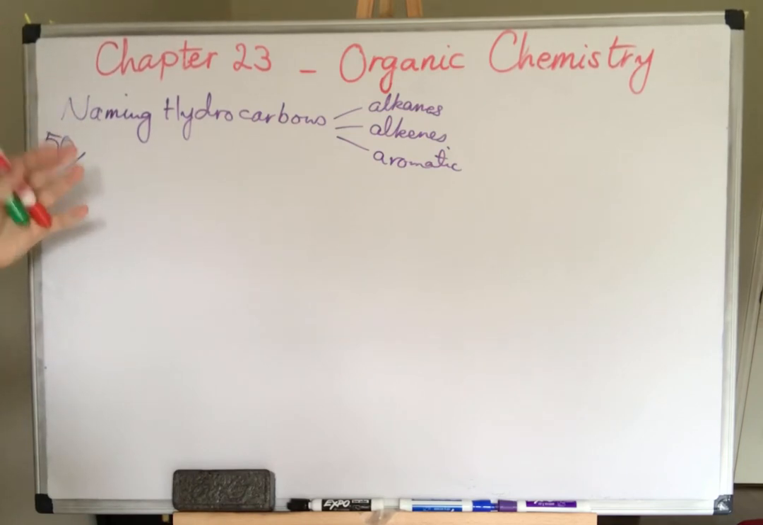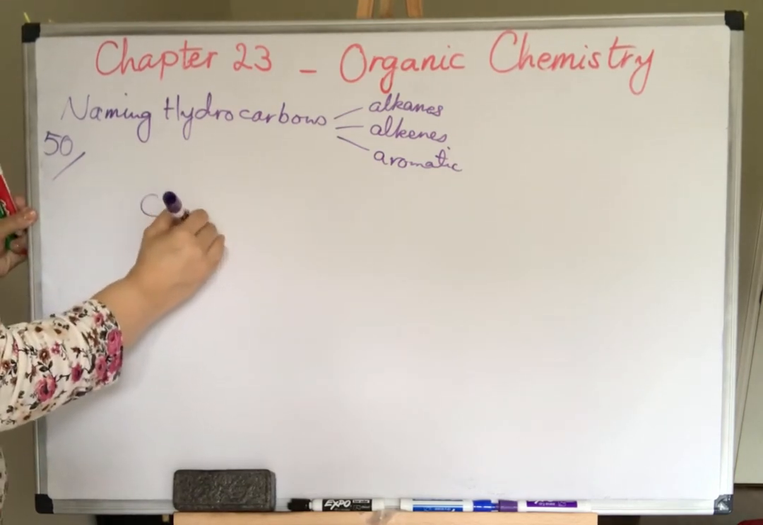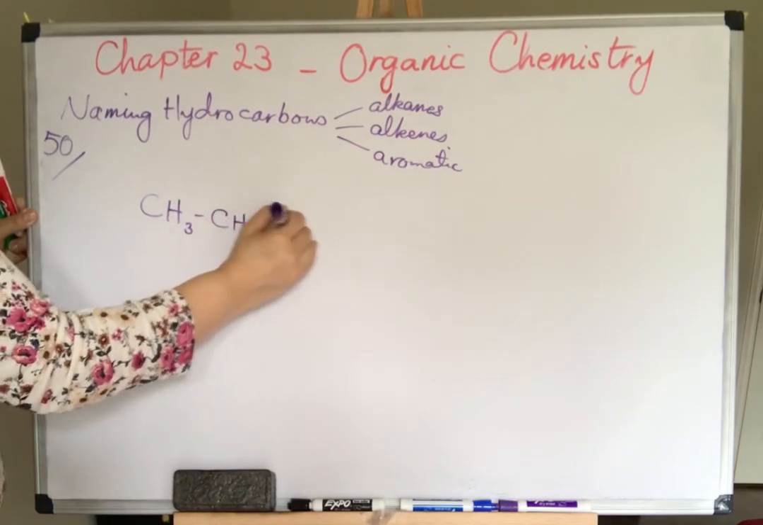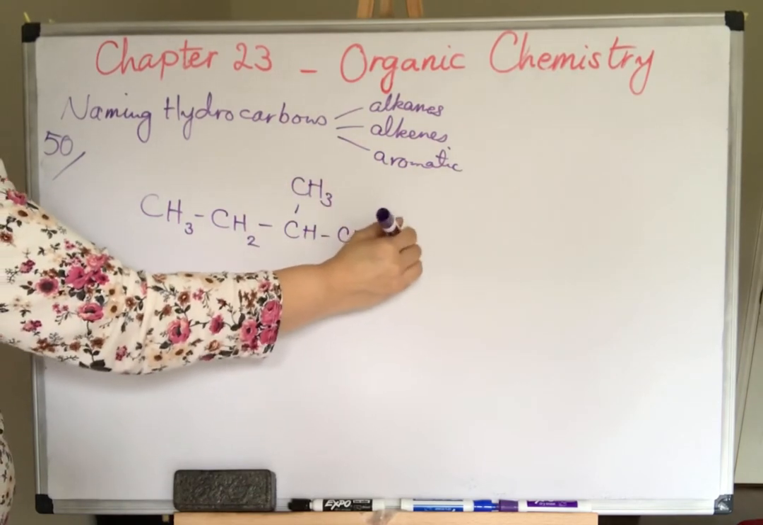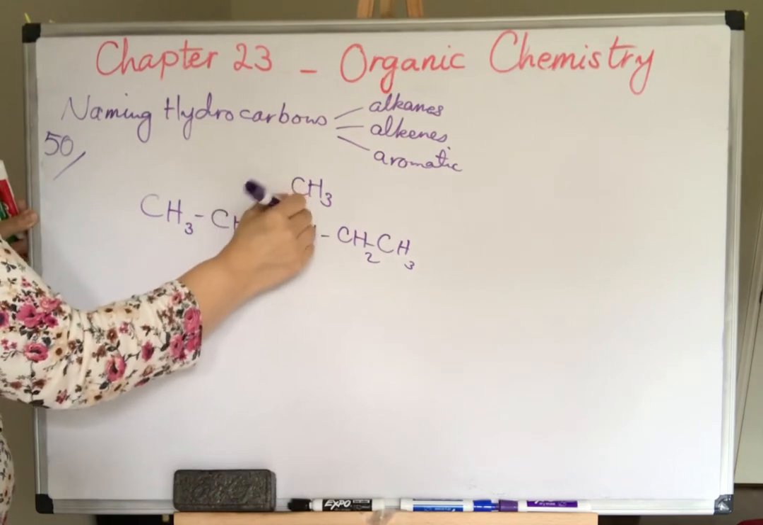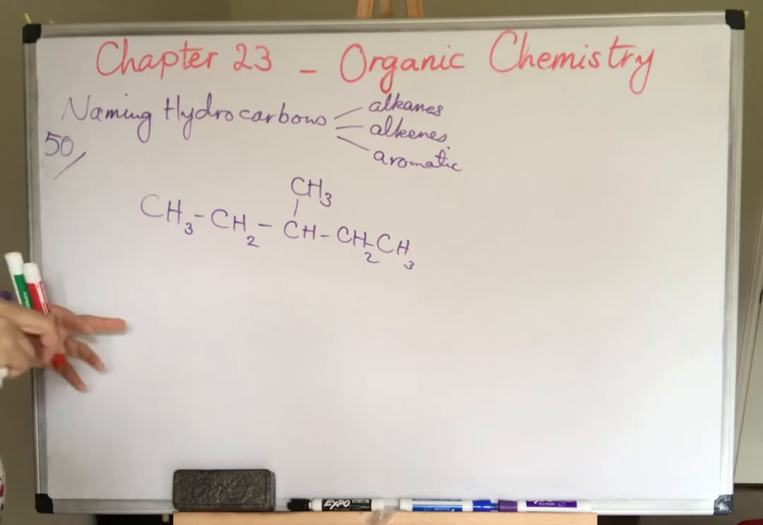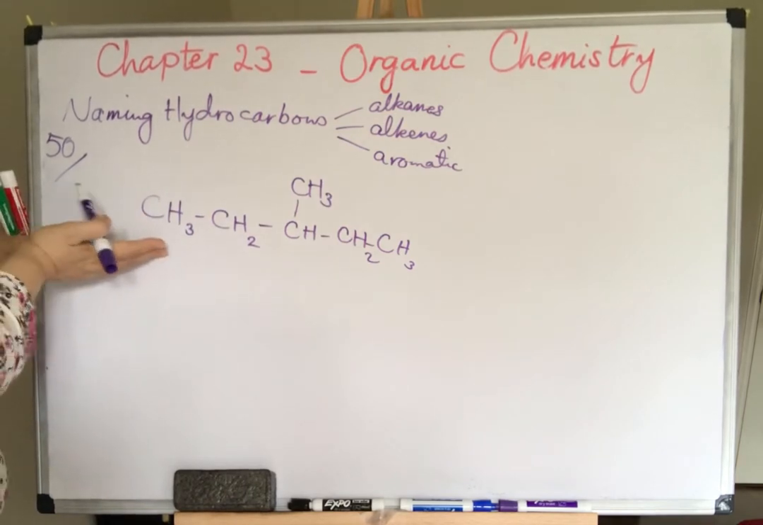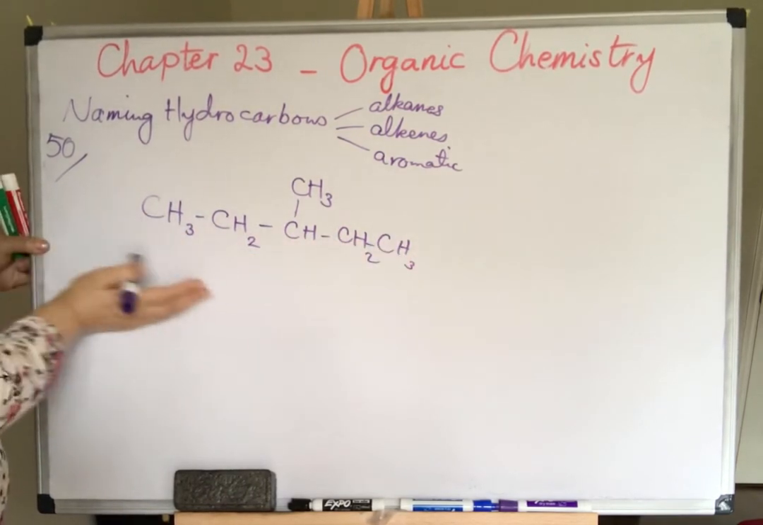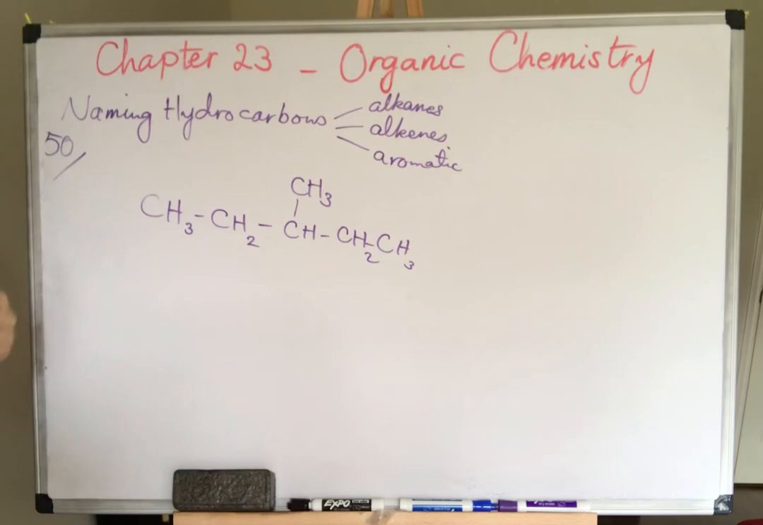We need to take some steps. First of all, the first step is to determine the longest chain of carbons. For example, let's say we have this. Longest chain of carbons has how many carbons? 1, 2, 3, 4, 5. And the longest chain is not necessarily a straight chain. So don't think like the longest chain should be straight. Sometimes you need to fold it and bend it a little bit. You have a question in your exam review, you will figure it out.